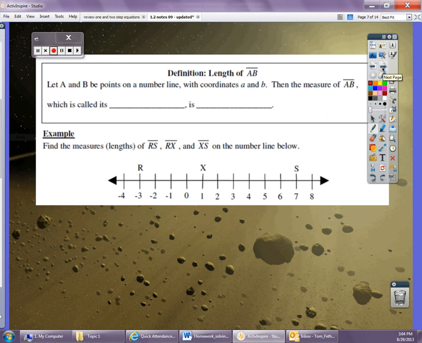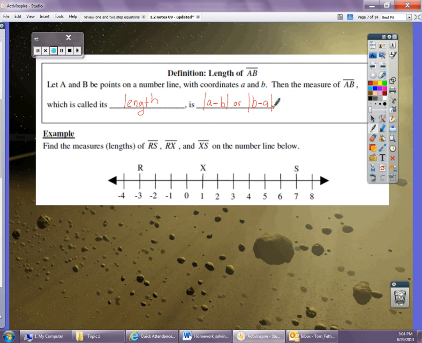So now we have our definition of length. If we have points A and B on a number line, with coordinates A and B, the measure of AB, which is called its length, is the absolute value of A minus B, or the absolute value of B minus A. So we have an example here. Find the measures of RS, RX, and XS on a number line.